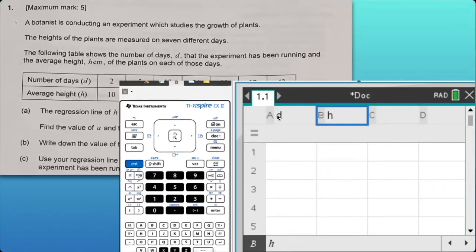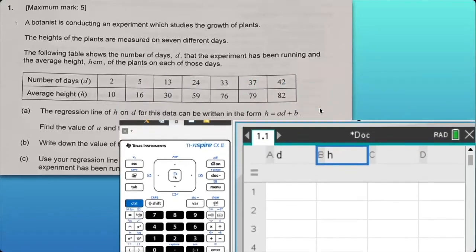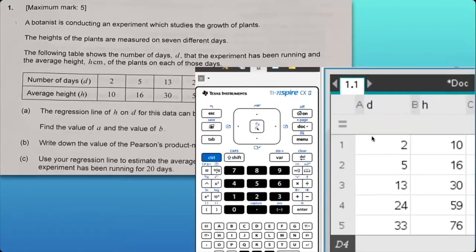Go to the very top and give a label. In this case, I choose D for number of days because that is given there, and I choose H for the average height because again, it is given. And then input the values. So input all of these values for number of days and input all of these values for average height, like so.